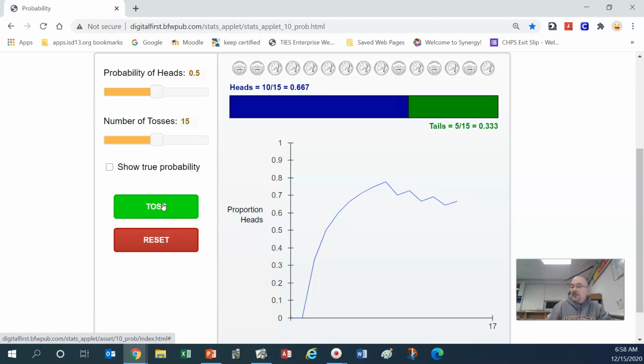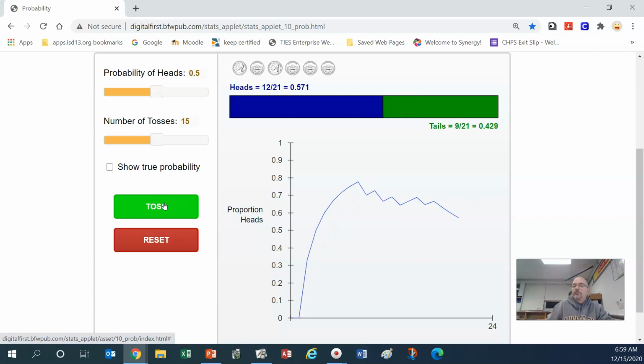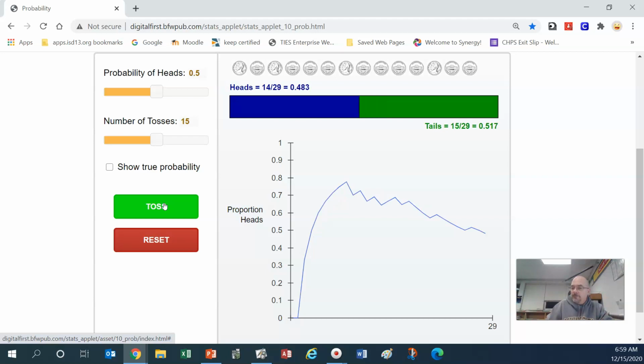There's 15 tosses. You will notice, ladies and gentlemen, in those 15 tosses, we got 10 heads and 15 tails. Or not 15 tails, sorry. 10 heads out of 15 tosses. 5 out of 15 were tails. All right, let's just toss it 15 more times. Notice what it's approaching. So now I tossed it a total of 30 times.